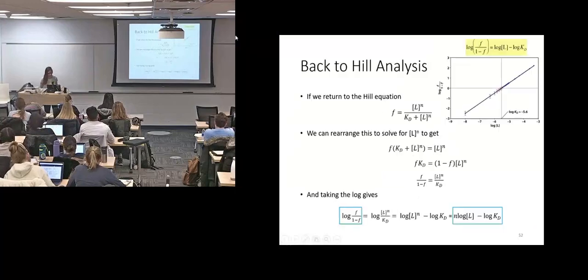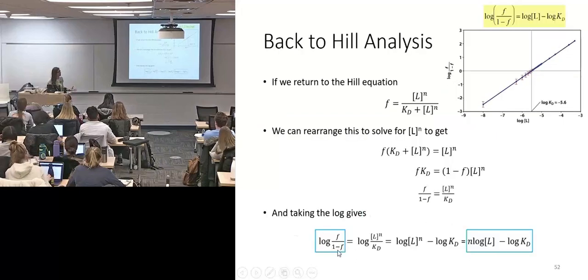Here we go. Okay. So we're going to rearrange our Hill equation so that we can get ourselves into our log-log units, or our plot here. And so if we take the log of both sides, what we'll get is the log of fractional saturation over 1 minus fractional saturation, and then we have n times the log of the ligand concentration minus the log of Kd.